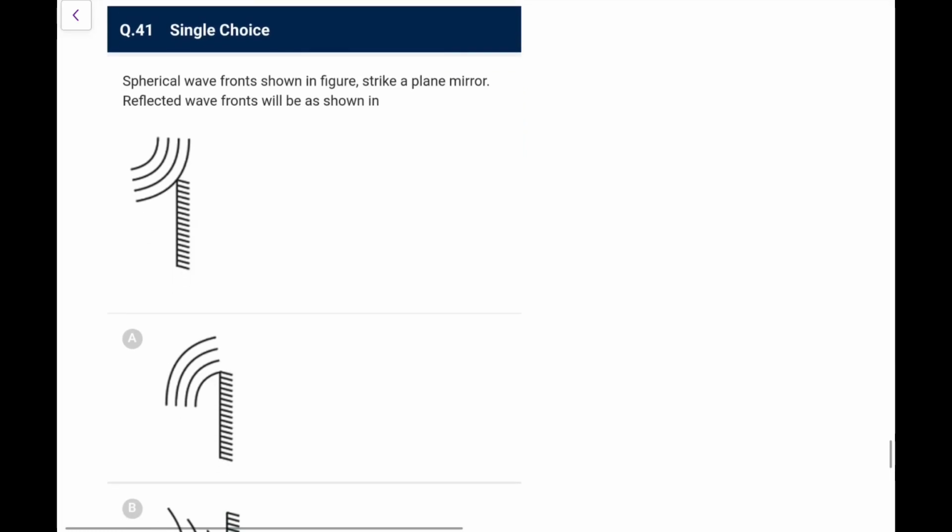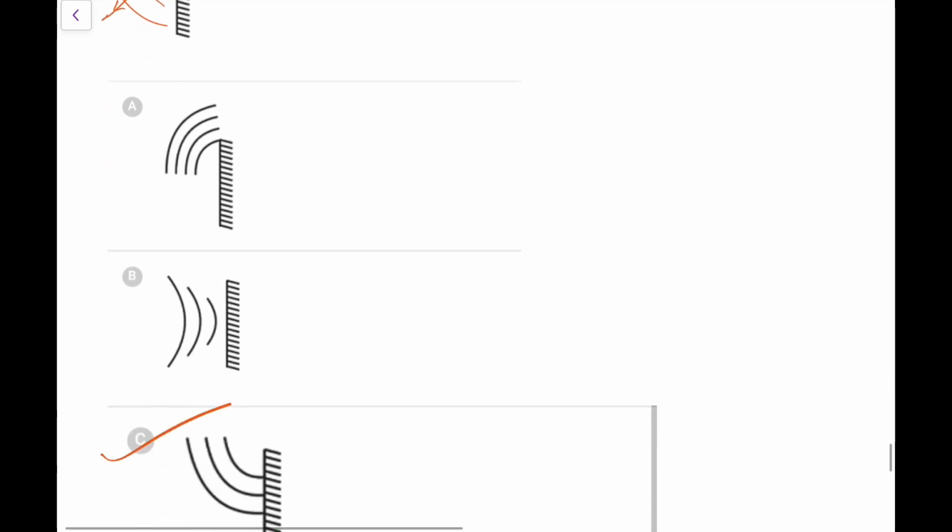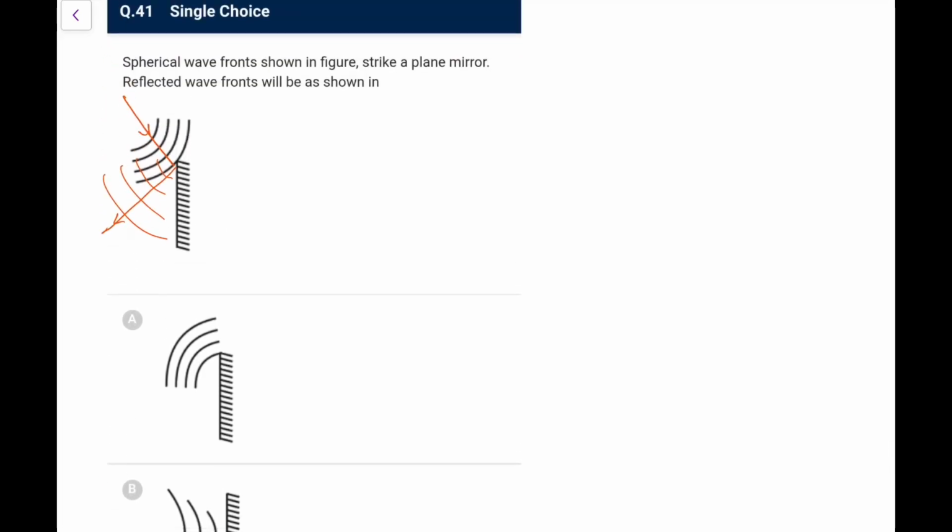41. Spherical wavefront shown in figure strikes a plane mirror. Reflected wavefronts will be. Now the best way is to draw the ray diagram. It will go like this, and similarly it goes like this. So draw the perpendiculars like this. Going by this, the only option which looks like this is C, the appropriate one. This is the best way of looking at it. Otherwise, the part reaching first will be reflected first, and the part reaching later will turn later. It's better to draw the ray diagram. Wavefronts will always be perpendicular to the rays, so you can understand from that.